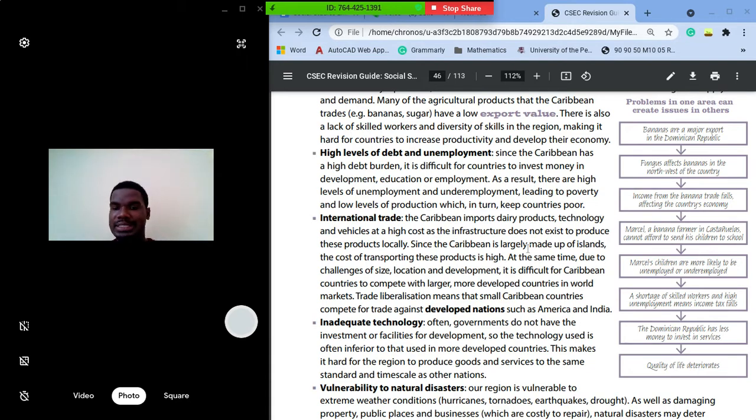Alright, since the Caribbean is largely made of islands, the cost of transportation of these products, such as dairy products, technology, or vehicles, is very high. Because you must only use the mode of either air, which is plane, or sea, which is boat.